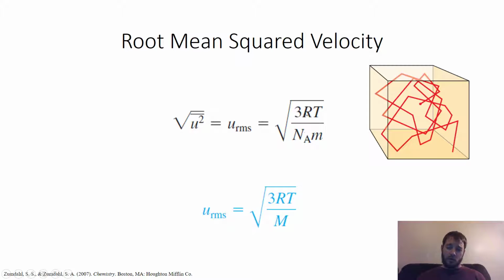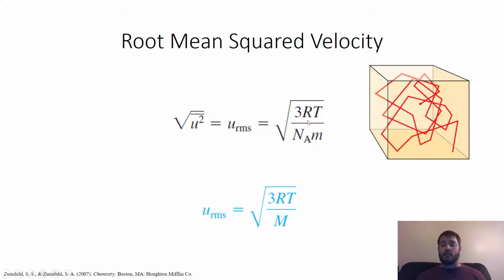That is equal to this equation over here, where we could substitute in 3RT, R being the universal gas constant. And this is not going to be your typical 0.08206 liter atmospheres per mole K, but instead we're going to be using 8.31451 joules per mole K.